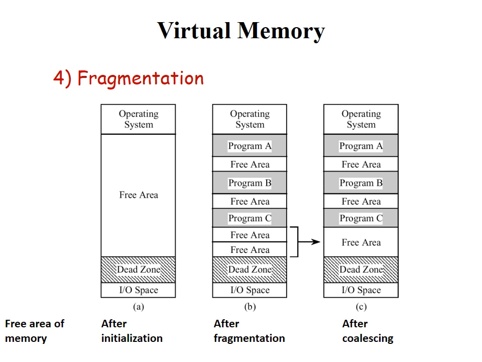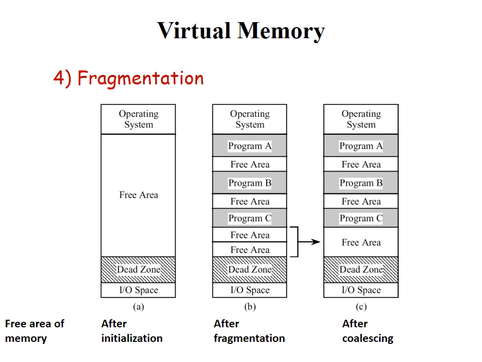Okay, so next thing is fragmentation. Fragmentation has 3 different stages. First thing is initialization, second one is fragmentation, and third one is coalescing. Initialization is nothing but we will be having the OS, some free areas, then a dead zone, and then input output space. Now we are going to fragment this particular area into fragments. We will be fragmenting it into program, then free areas, then dead zone, as well as input output space.